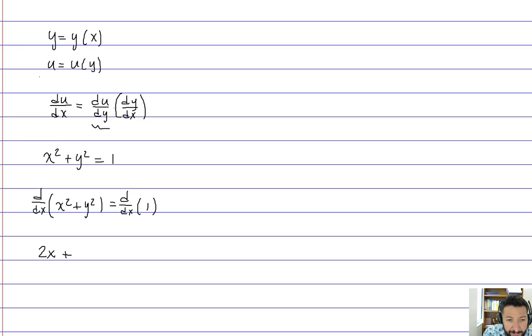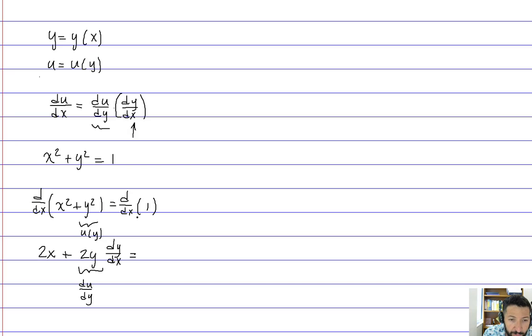Now here, this would be the function I'm referring to, u of y. So what I have to do, according to the chain rule up here, is take the derivative of y squared with respect to y. That would just be 2 times y. That's the power rule. So that's going to be your du by dy. And now the chain rule tells me I still have to multiply by dy dx.